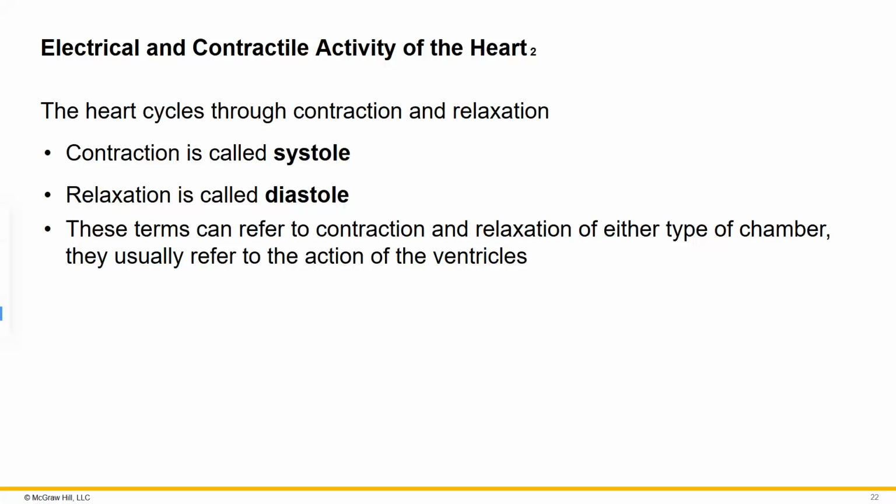The heart cycles through contraction and relaxation. Contraction is called systole. Relaxation is called diastole. These terms can refer to the contraction and relaxation of either type of chamber, but they usually refer to the action of the ventricles.